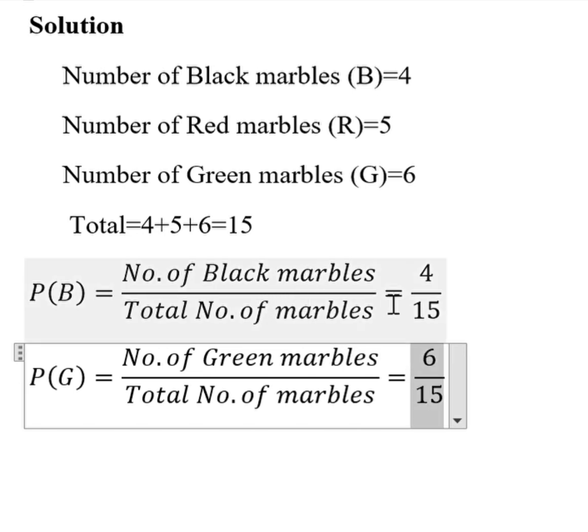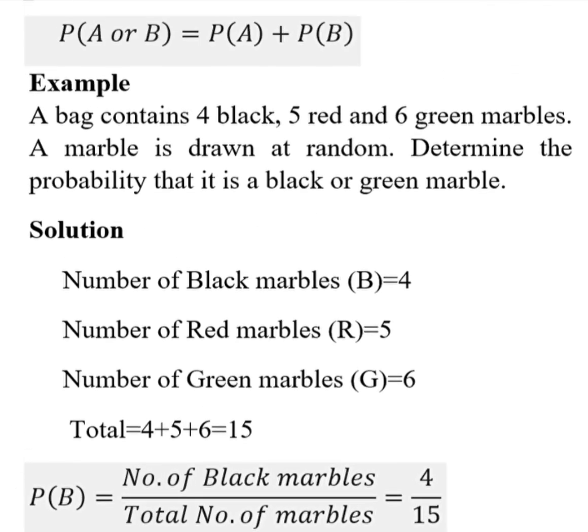Remember, we are choosing one marble. The marble cannot be black and green at the same time. If it is black, then it can't be green. And if it's green, it can't be black. So that means these are mutually exclusive events, and therefore we shall use this formula here.